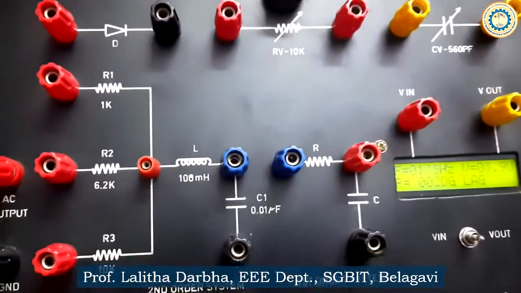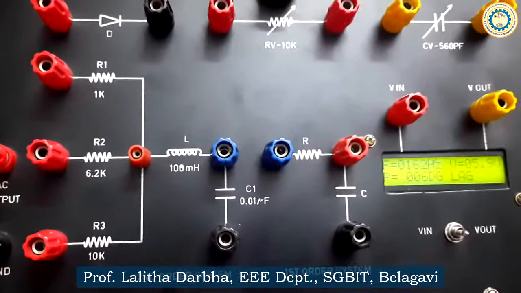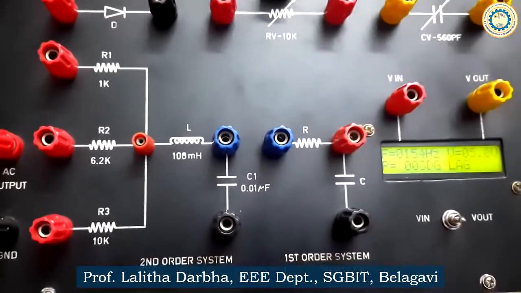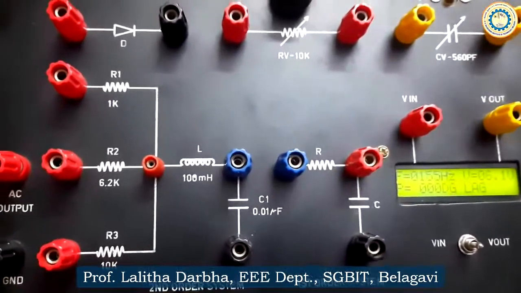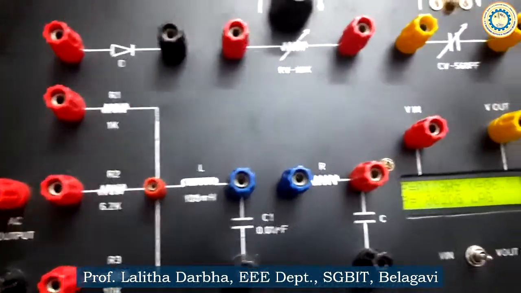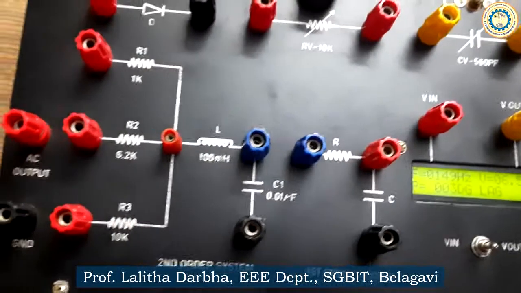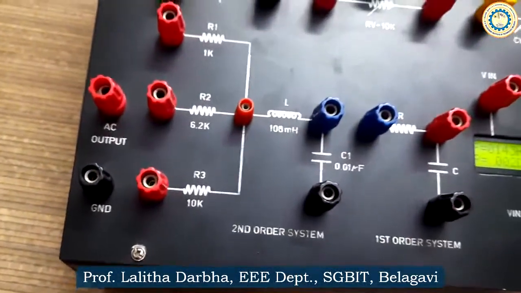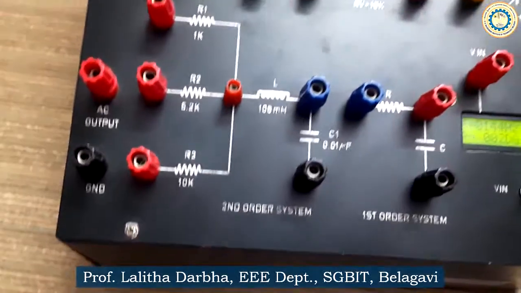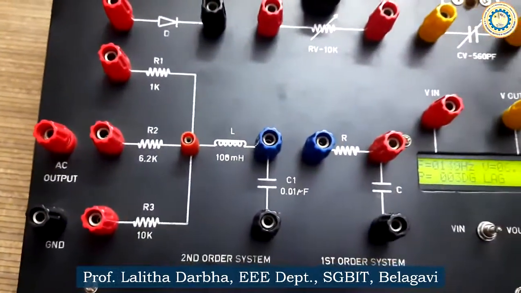Inductor and capacitor are fixed here with 100 millihenry and 0.01 microfarad. So these are the values that we have used in our derivation previously. So let us start our connections from the AC output, which is actually our input. Let us connect it to the resistance R1.